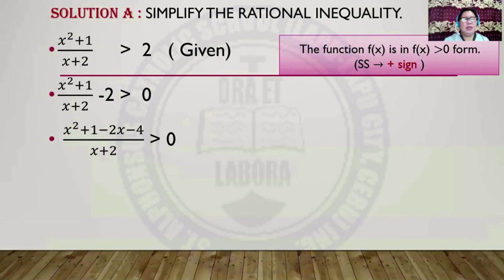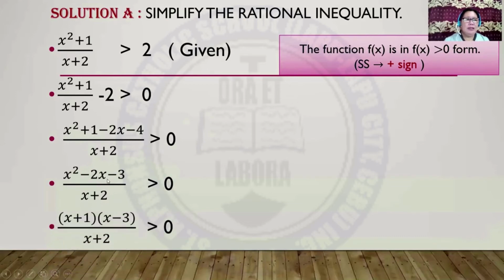And x plus 2 divided by 1 is x plus 2 times 0, then we have 0. Let's simplify. We have x squared minus 2x minus 3, because we combine 1 and negative 4 over x plus 2 greater than 0. And then after this, we have to factor the trinomial x squared minus 2x minus 3. The factors are x plus 1 and x minus 3.